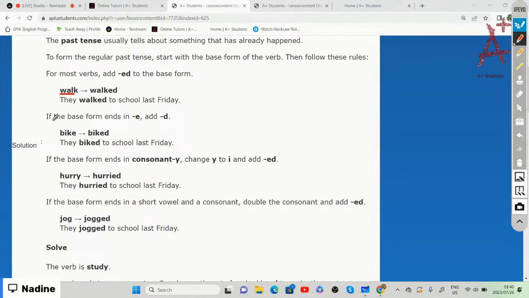So if the base form of the word ends in E, then we need to only add a D. You're not still going to add an ED. We're only adding a D, because the base form is already ending in E. Which means that if we were to add another E, it would basically have two E's within that word.